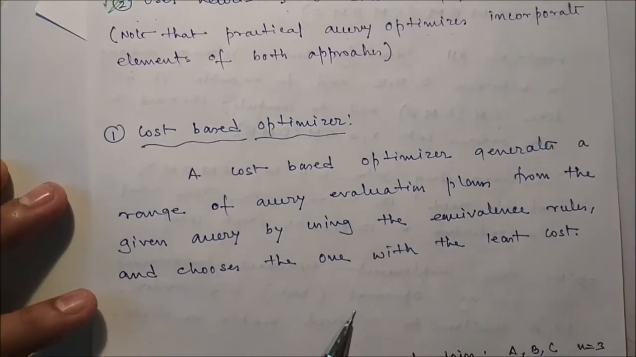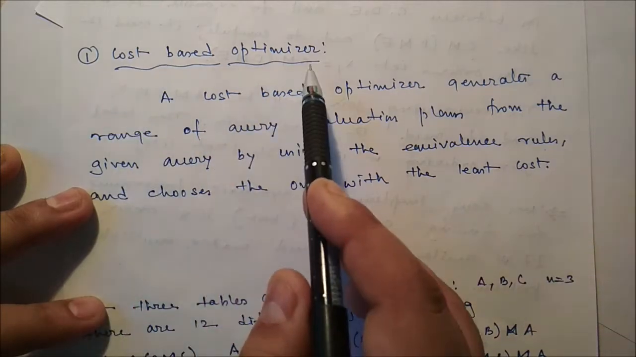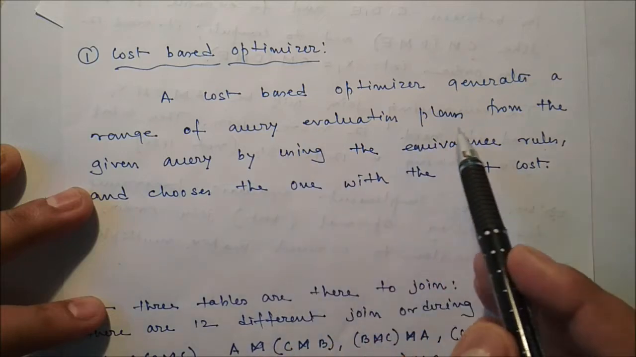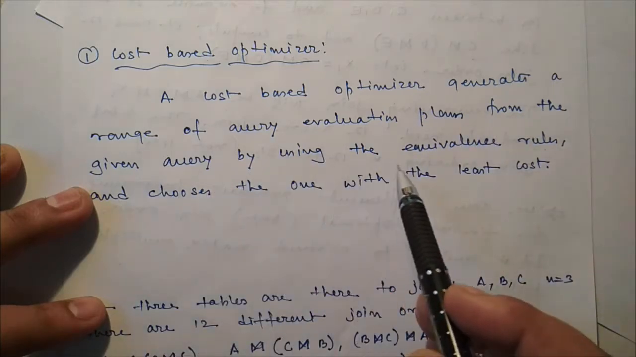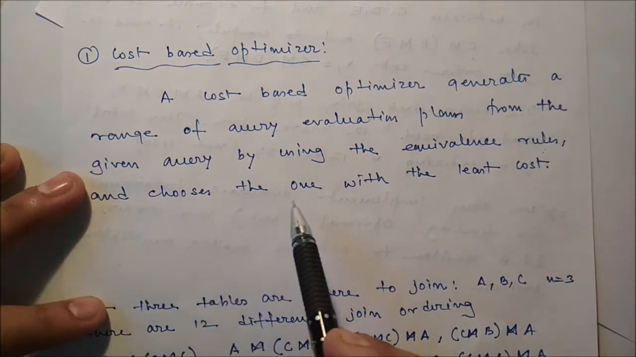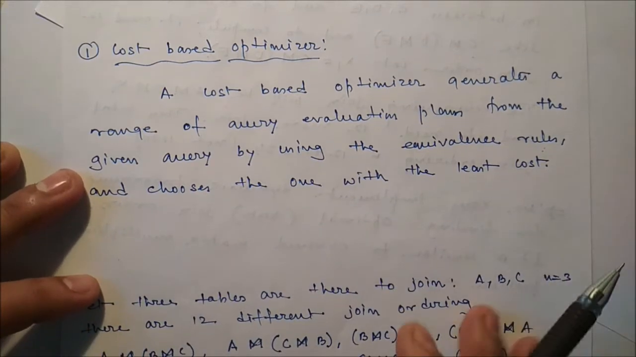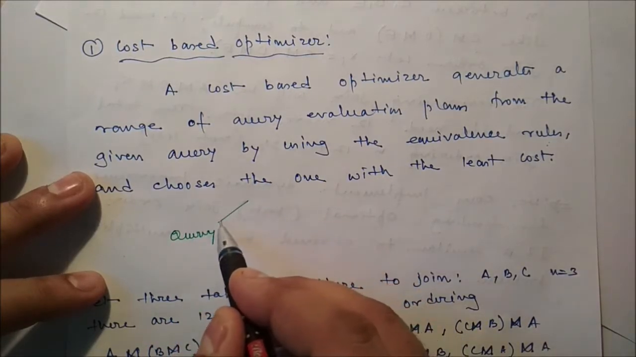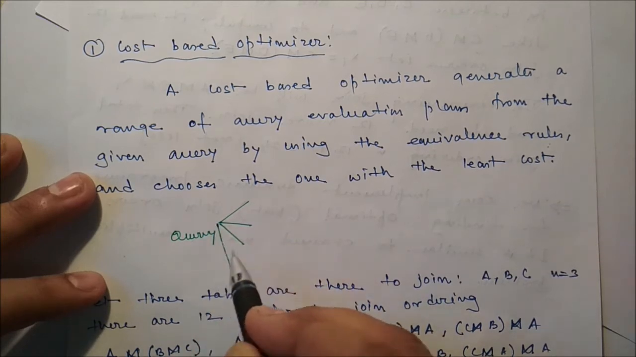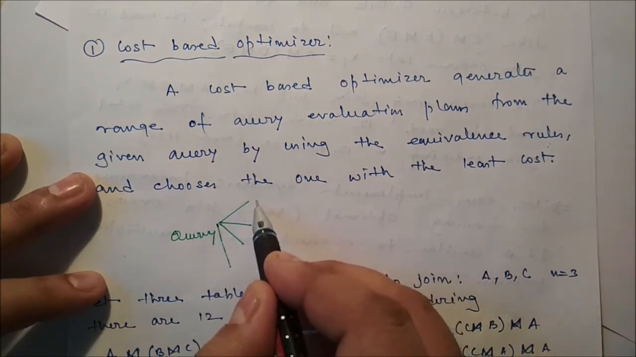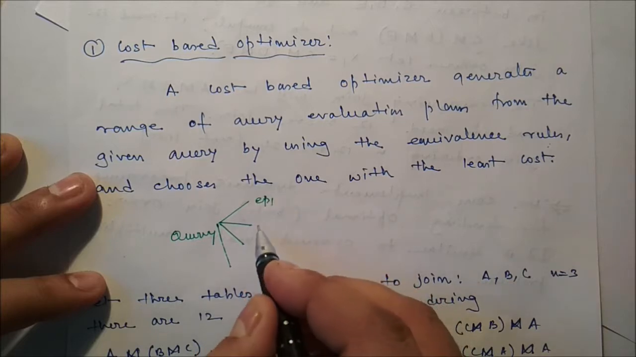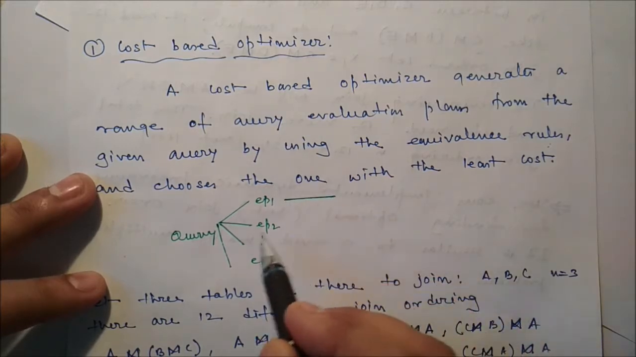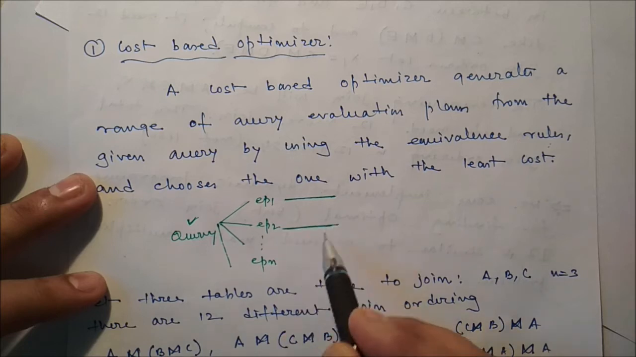So the first one is the cost-based optimizer. So what is a cost-based optimizer? A cost-based optimizer generates a range of query evaluation plans from the given query by using the equivalence rules and chooses the one with the least cost. So already we know, suppose one query is there. With the help of these equivalence rules, we can identify different evaluation plans: evaluation plan 1, evaluation plan 2, up to evaluation plan n. Now each one is an evaluation plan to solve this particular query, to get the output for the query.